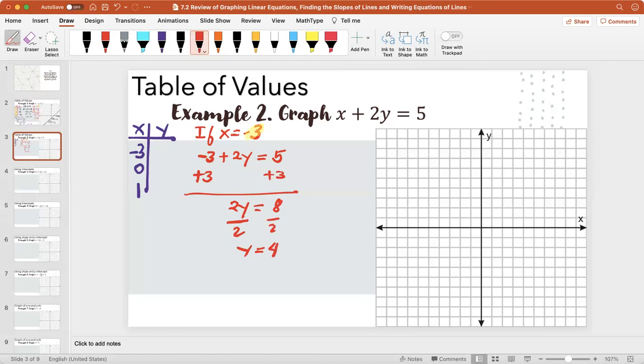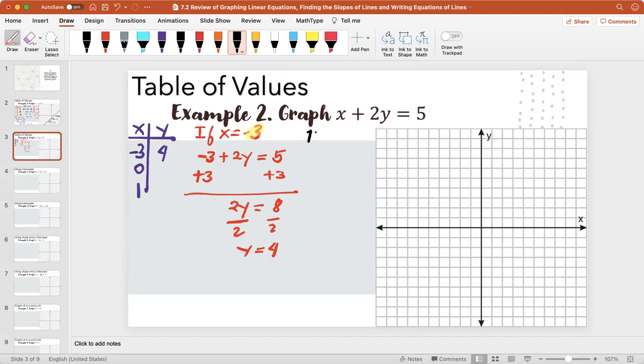If in the end your y is not an integer, you can still change it. But if you are good at approximating decimals in your Cartesian plane, why not? But I suggest you avoid that, so that you'll have a more accurate graph. You can change numbers for your x. So your y here is equal to 4. So that's the first ordered pair that we have, -3, 4.